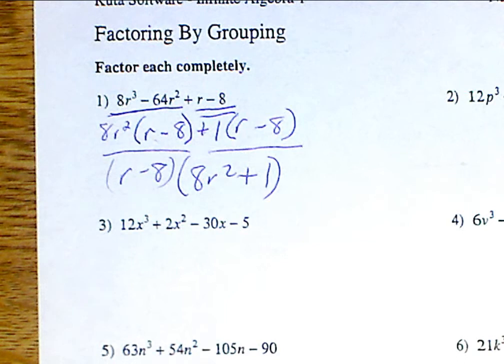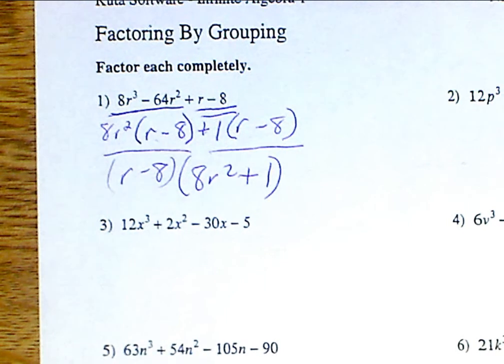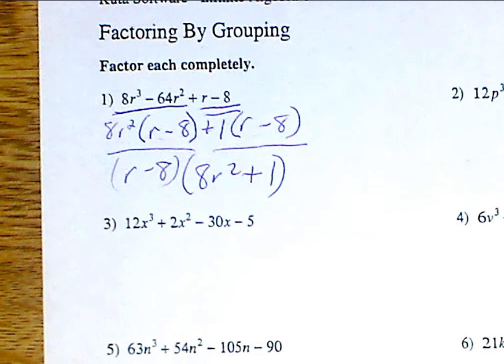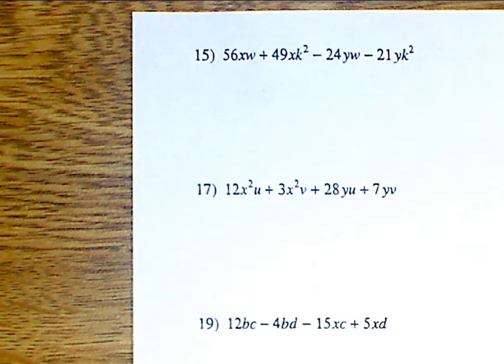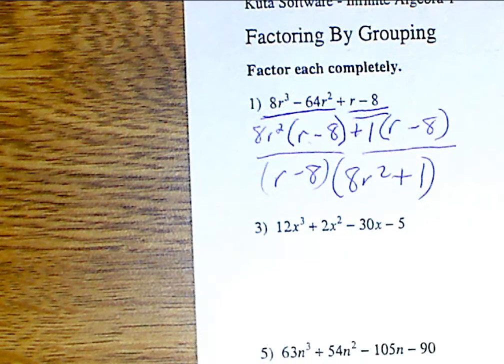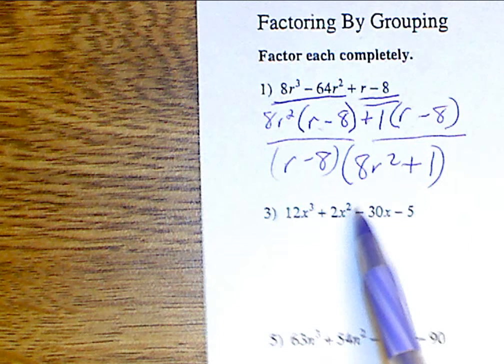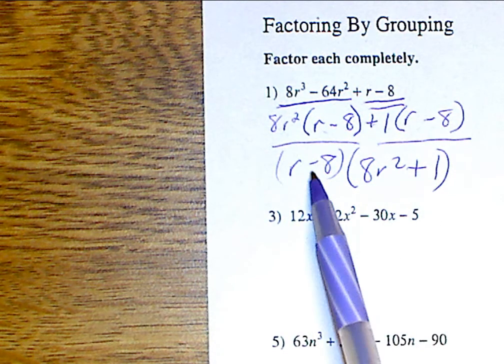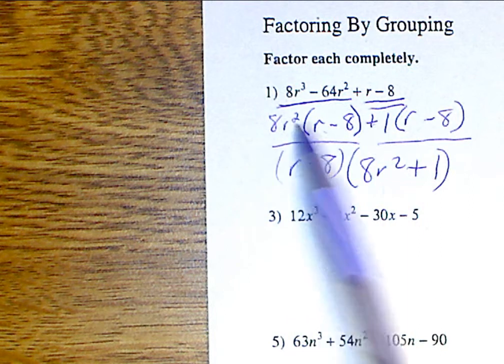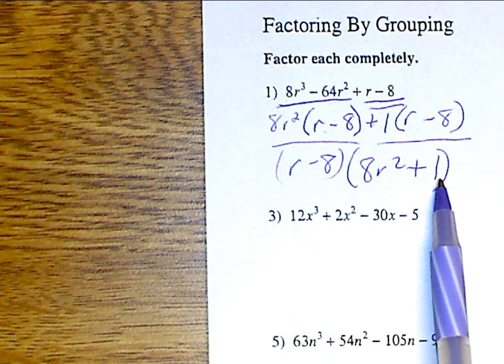Yep. Okay. Sometimes they look a little bit more challenging, like 15. So let's do 15 together. So what's in common is here, and then what's left? 8r squared plus 1.